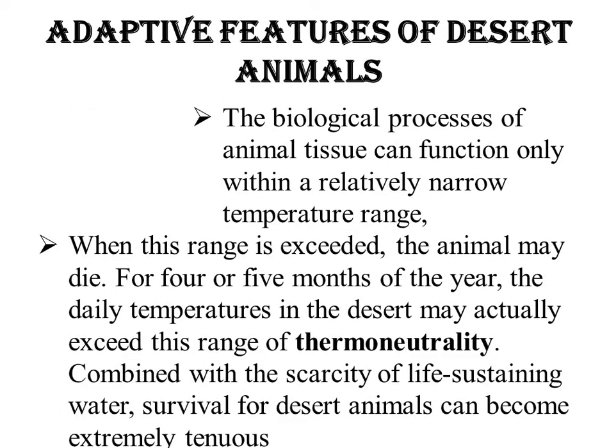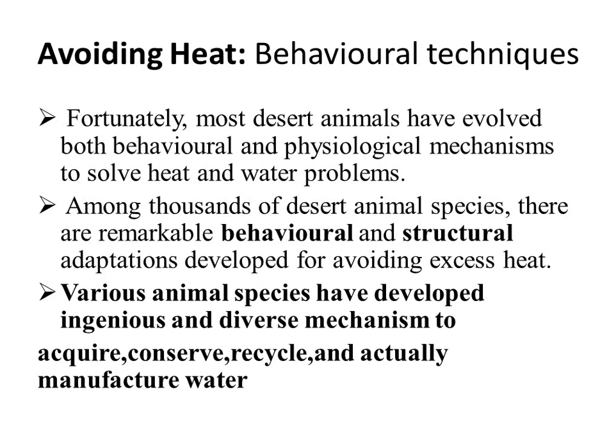The biological processes of animal tissue can function only within a relatively narrow temperature range. When this range is exceeded, the animal may die. For 4 or 5 months of the year, the daily temperature in the desert ecosystem may actually exceed this range of thermoneutrality. Combined with the scarcity of life-sustaining water, survival for desert animals can become extremely tenuous. So we'll consider various types of adaptations of the animals with respect to this environment.